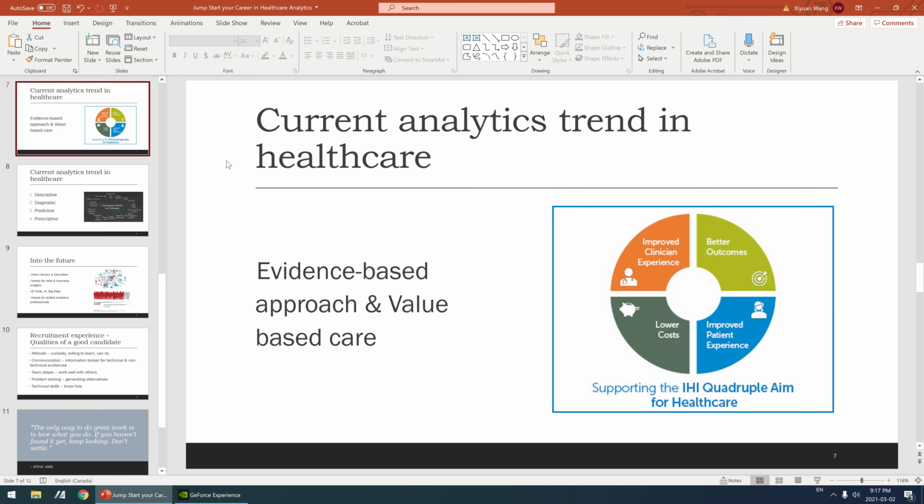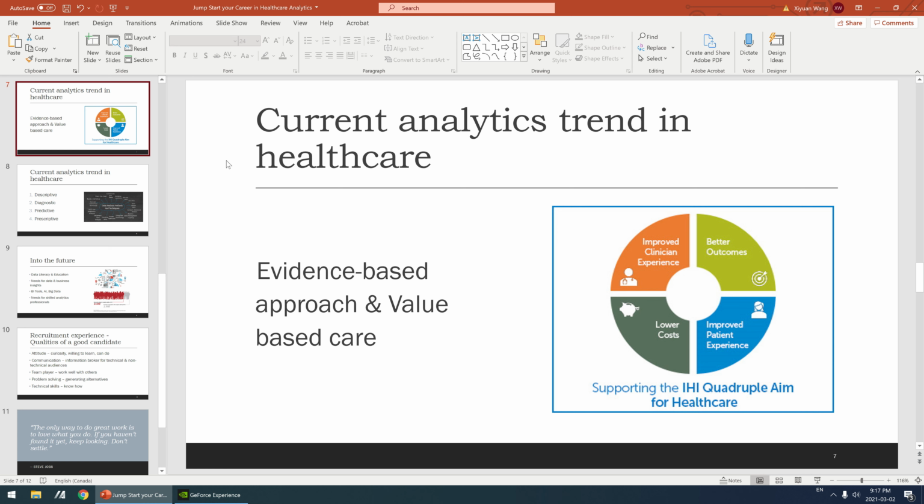For today, we'll talk about the current analytic trend in healthcare and why we're using analytics in healthcare. First of all, it's really about the whys. We're adopting the evidence-based approach and value-based care in healthcare. That is very important to make informed decisions in hospitals and in the healthcare sector overall.